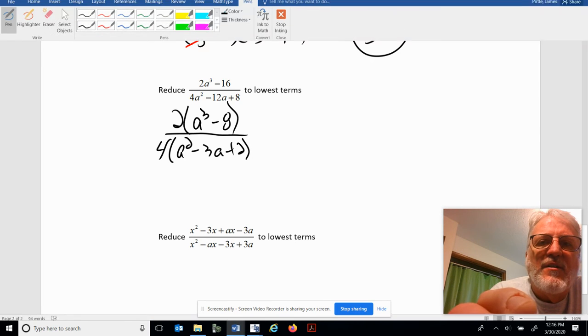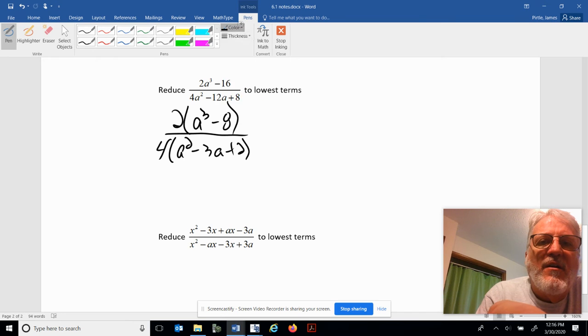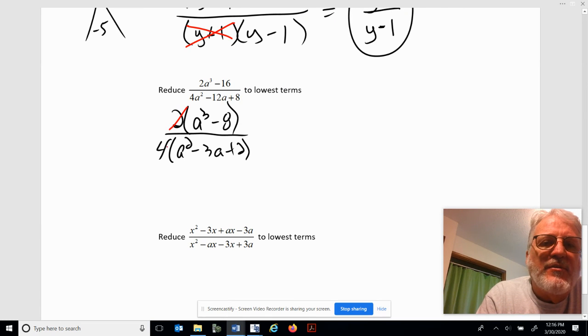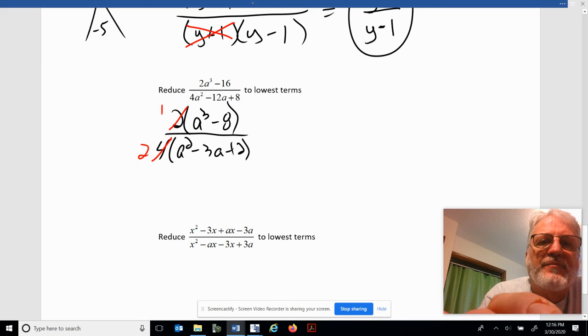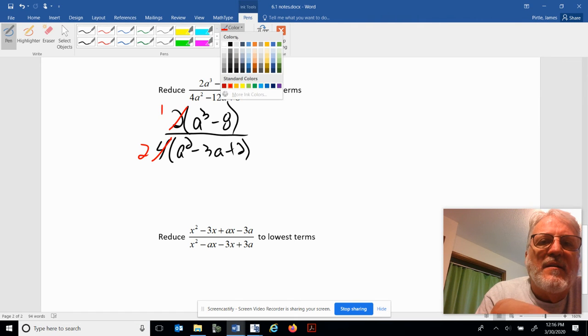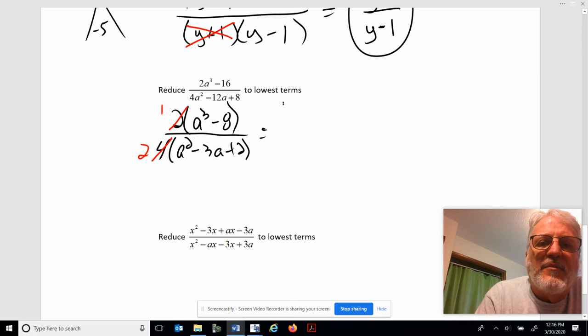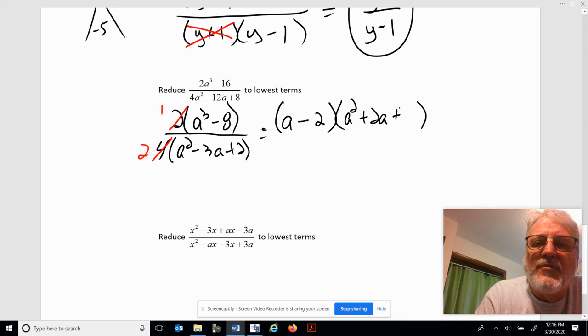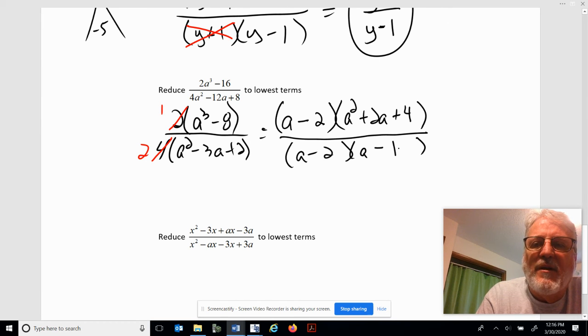Okay, so now the 2 and the 4 are factors, so I can cancel. That becomes 1 and 2. Okay, so now I'm going to factor this a cubed minus 8. It's going to be a minus 2 and a squared plus 2a plus 4. That's how I factor a difference of cubes. And then this trinomial, I'm going to factor. I need factors of negative 2 that add up to be negative 3. That'd be negative 2 and negative 1.